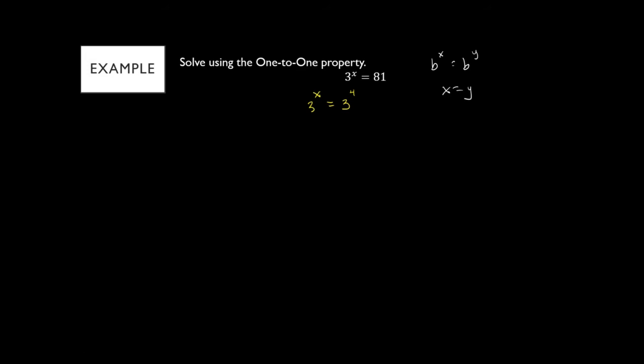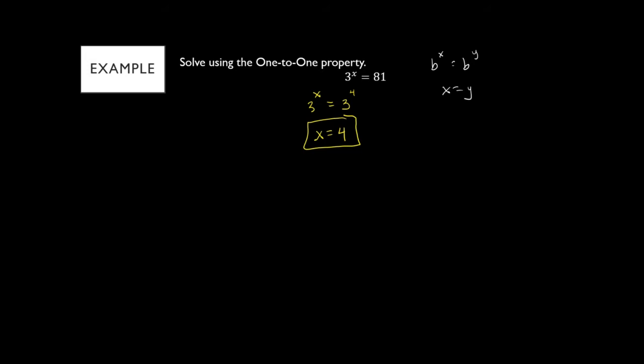So now we've got 3 to the x equals 3 to the 4, and you can see x has to be 4 in order for these to be equal. You basically are just setting your exponents equal to each other, and in this case you get x equals 4. You can double check: 3 to the 4th power gives you 81. It's really simple when you have something in this form. This is an example of the one-to-one property.